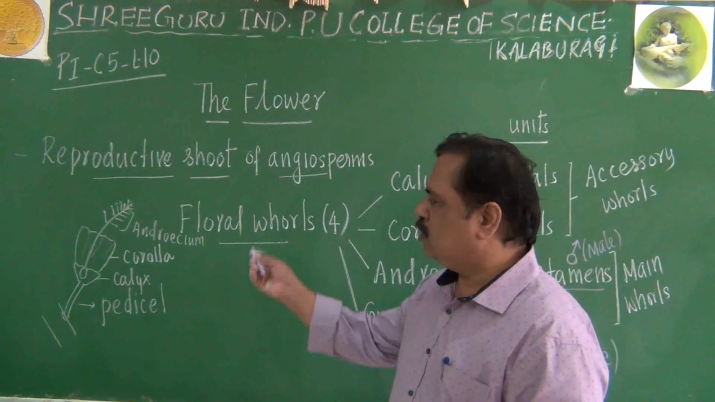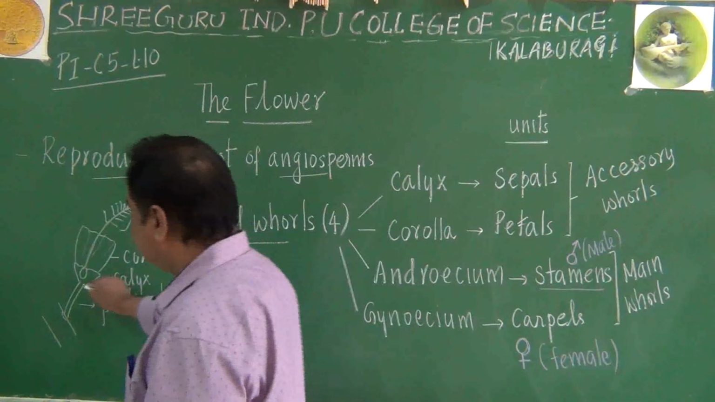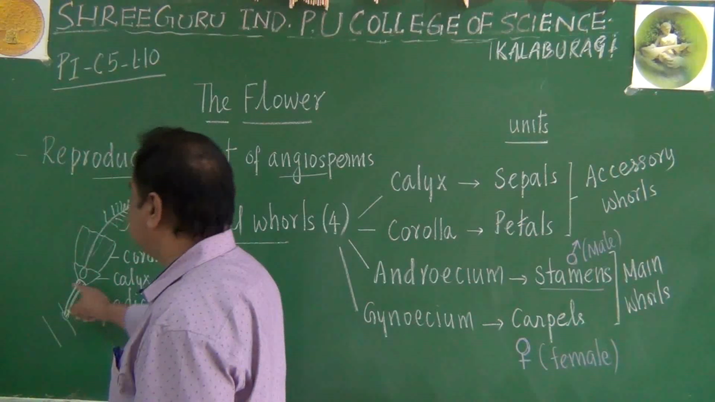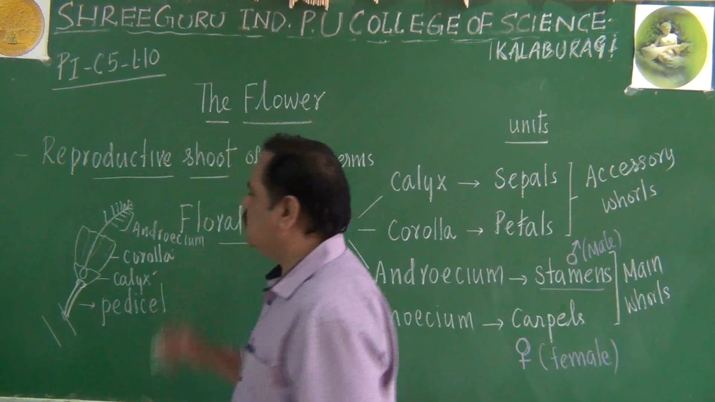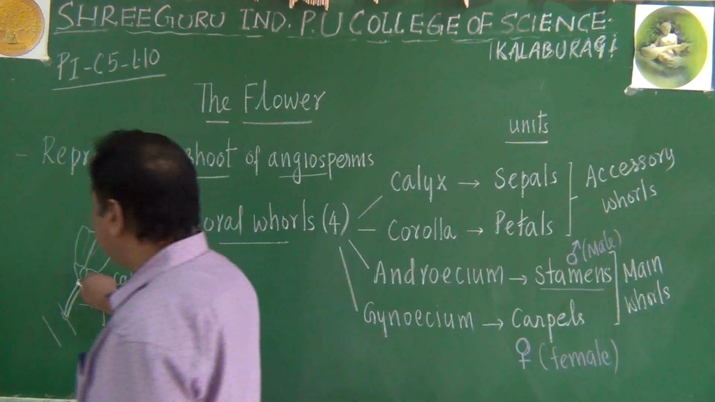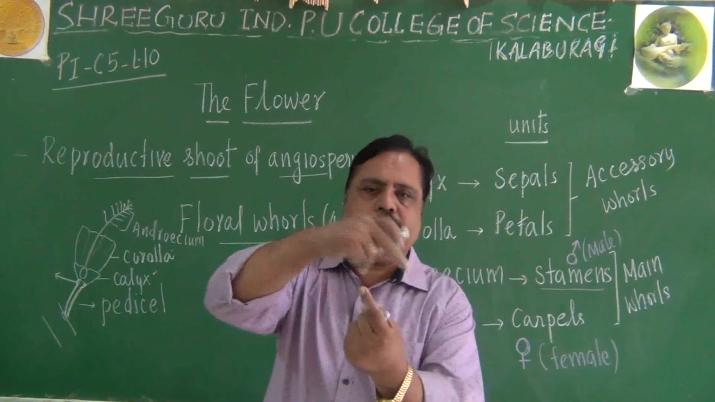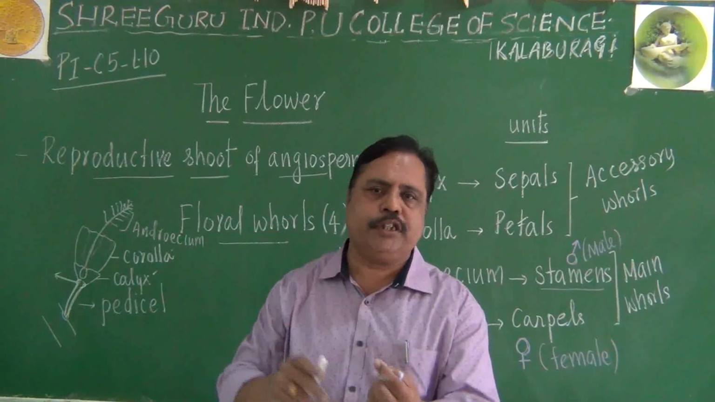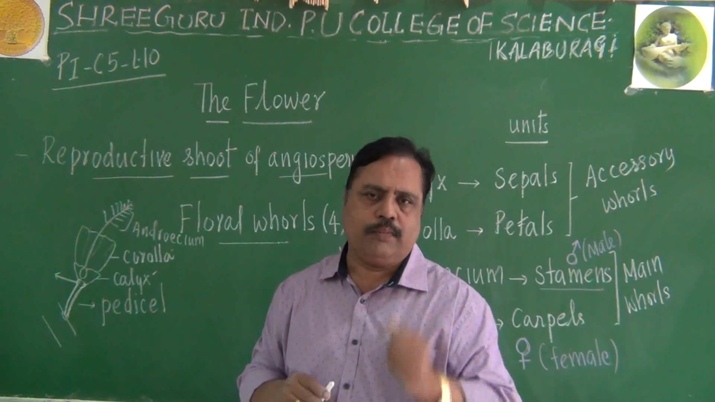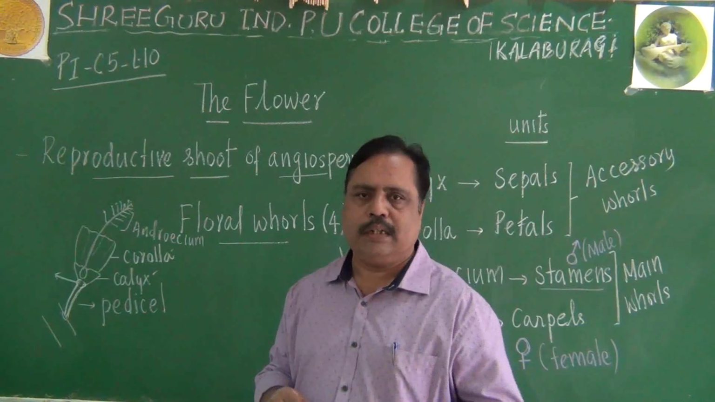Now I will introduce one more terminology in this case. Please listen. Pedicel is the stalk of the flower. At the tip of the pedicel only, floral whorls are arranged actually. So what is the name of that tip of pedicel? This tip is there, no? There only floral whorls, calyx, corolla, androecium, gynoecium, they are arranged in circles. That's why they are called whorls. These circles are arranged over the tip of the pedicel.